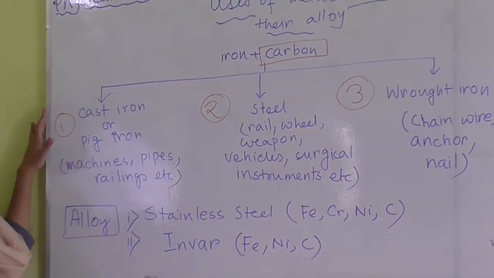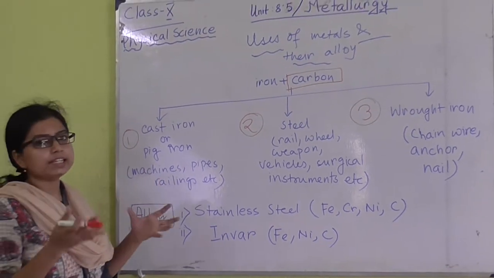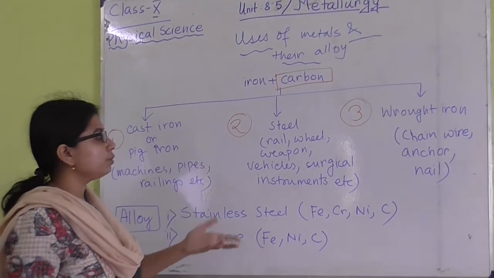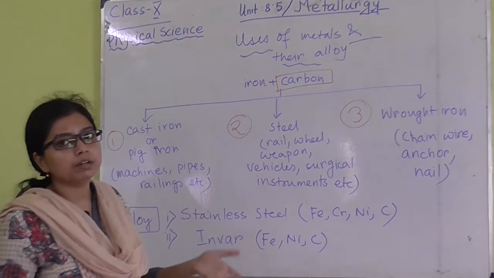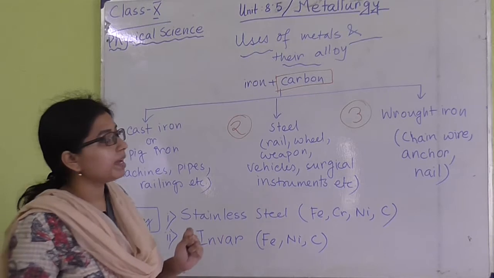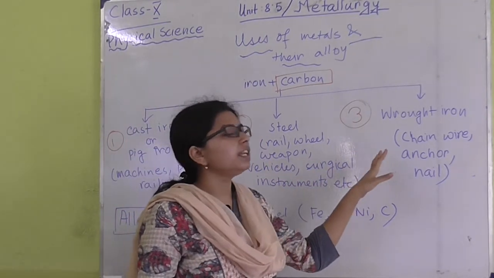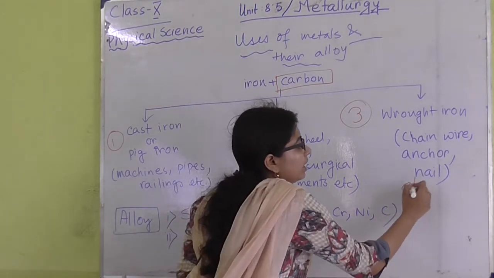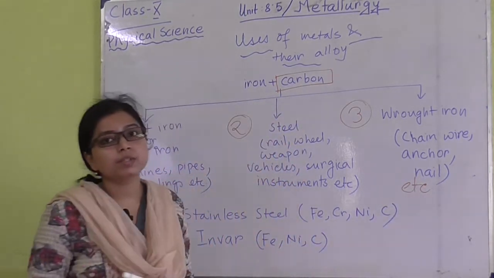So, cast iron is used to make machineries, pipes and railings, etc. Steel is used to prepare rail, wheel, weapon, vehicles, surgical instruments, and wrought iron is basically used to make chain, wire, anchor, nail, etc. Okay. You will have many other uses in your textbook.